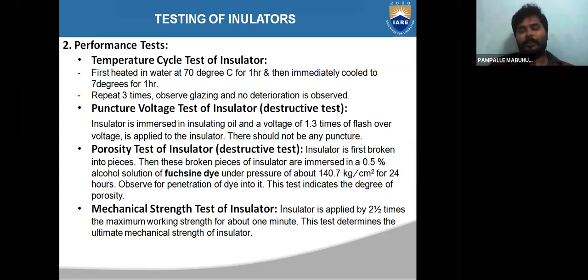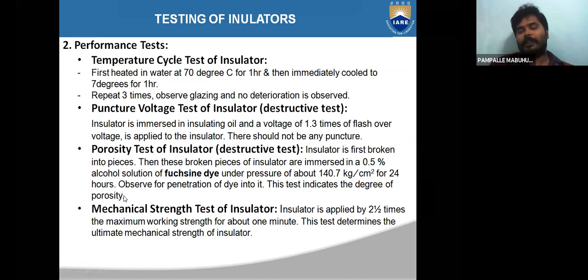After 1 day, you take out those pieces, clean them, and observe for the penetration of dye into them. You are using fusion dye, so if there are any pores in the insulator, the dye will go into them. If there is no penetration of dye, then that insulator is perfect. If there is penetration of dye into it, then the insulator is not useful for practical purposes. This test also indicates the degree of porosity.